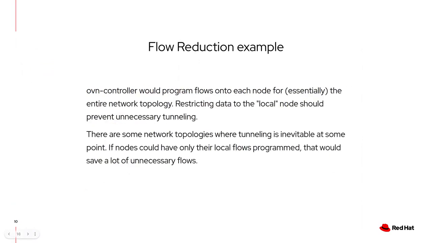Let's look at an example where we were able to reduce the number of flows. One of the philosophies of OVN has been to try to avoid tunneling when possible. This means that we tend to program many duplicate flows across all nodes so that traffic can be kept local as much as possible. However, if tunneling is inevitable, then it makes no sense to duplicate the flows on all the nodes.